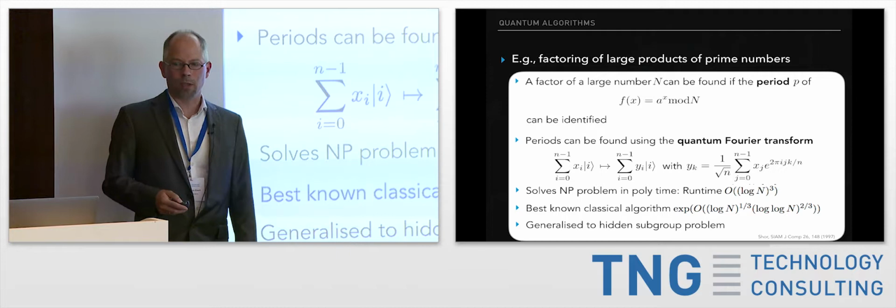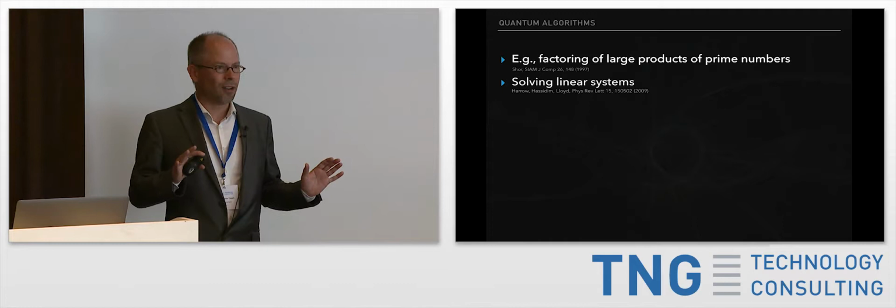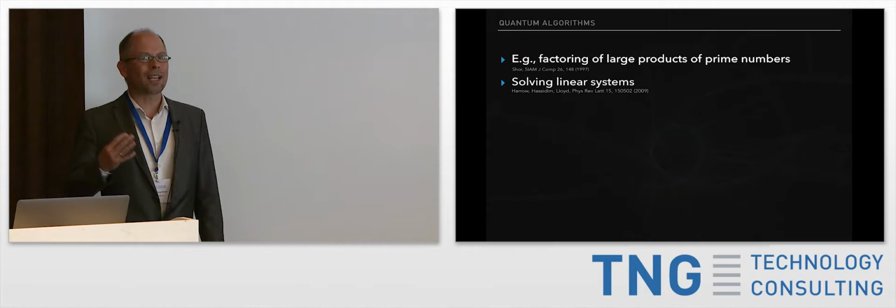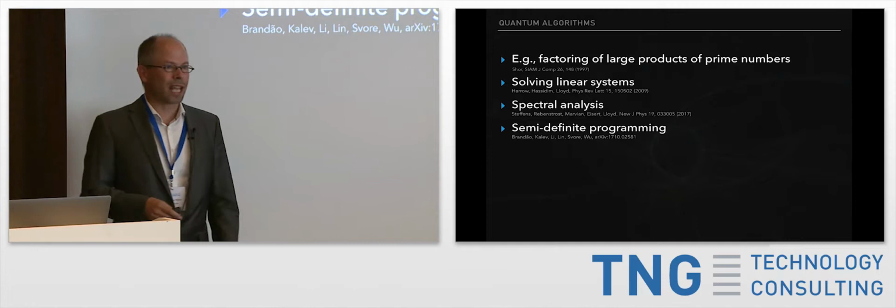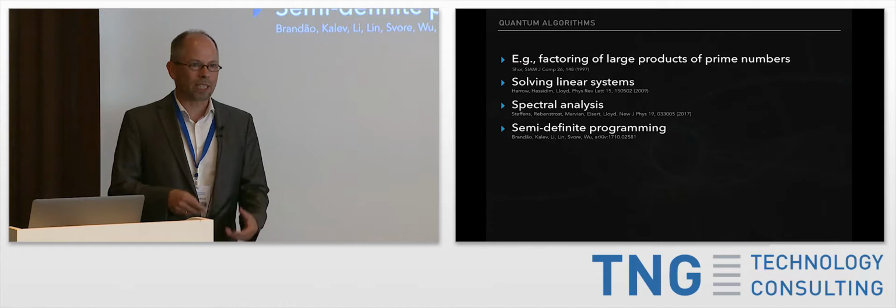That's one algorithm. One can also solve linear problems exponentially better on a quantum computer than on a classical computer. And you say, wait, this guy is cheating. Solving a linear problem is classically pretty easy. Yeah, but if you make a clever encoding of the input, you can do exponentially better on the quantum side. Spectral analysis, like a generalization of Fourier transform, Laplace transform, where you want to find the coefficients of damped sinusoids, can again be done exponentially better on a quantum computer. Semi-definite programming, like convex optimization, is another example of that type.